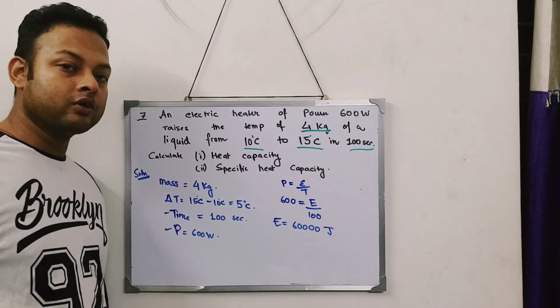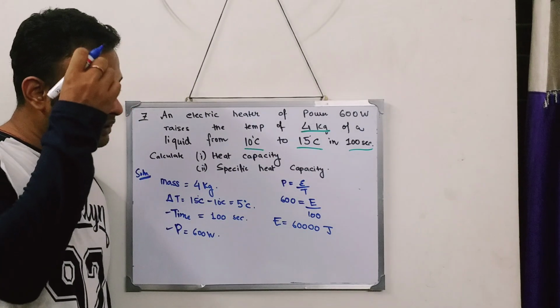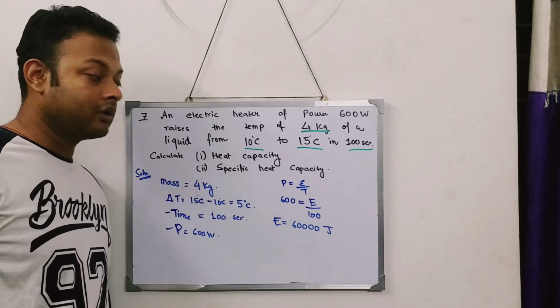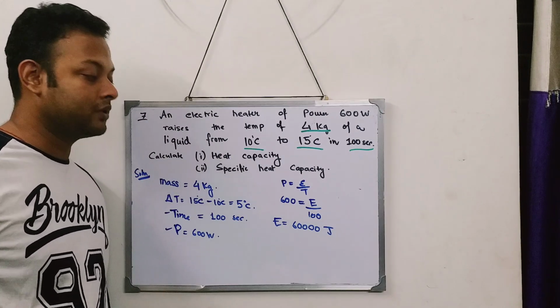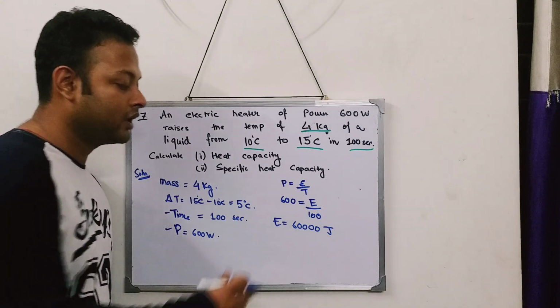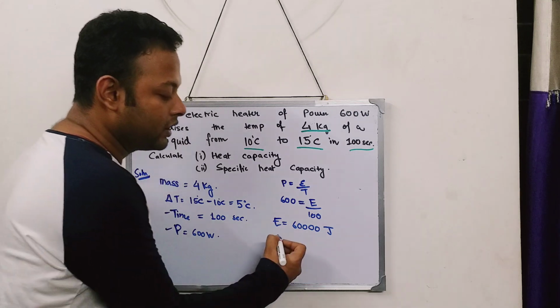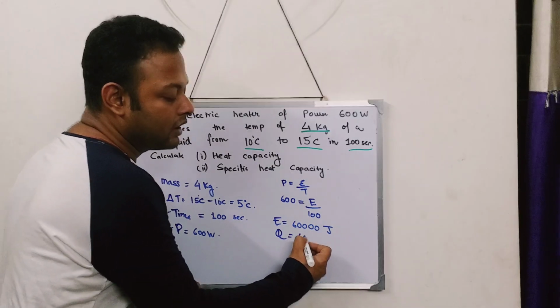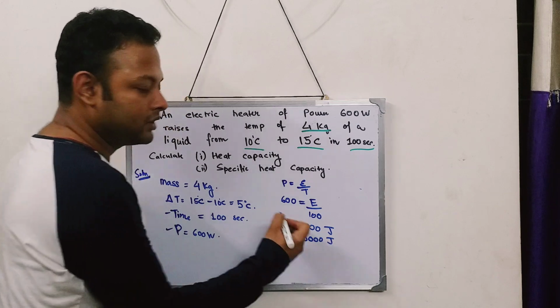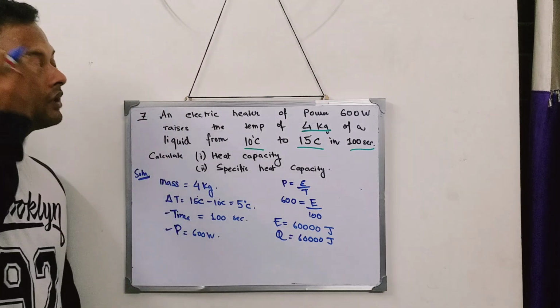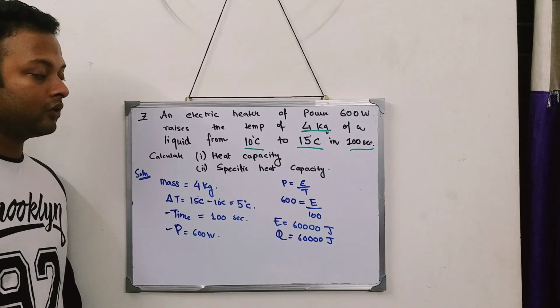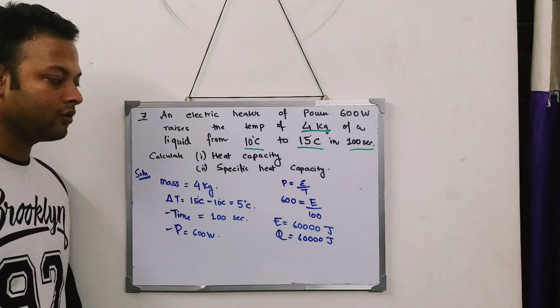60,000 joule. So this is the amount of heat energy that is given for the rise of temperature. So energy is 60,000 joule. Actually, I get the value of Q as 60,000 joule. Energy means heat energy only. I hope you understood this part, 60,000 joule.